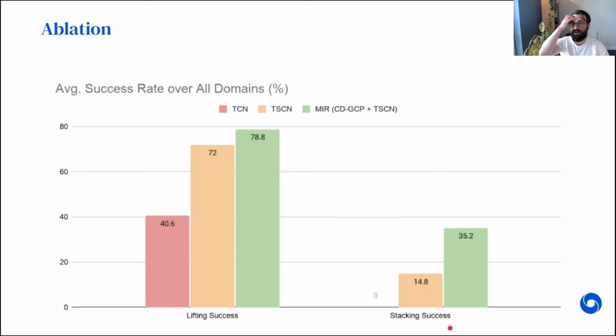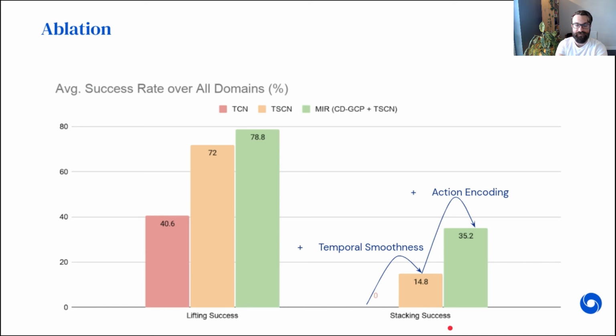We also evaluated how important these different components to our loss were, and we start from the TCN baseline and progressively add these components. If you recall, for temporal smoothness, we tweaked TCN to make it more temporally smooth, and that gave us a boost in performance both for lifting and stacking. And then finally, by encouraging these representations to be more actionable, we were able to get our final performance.